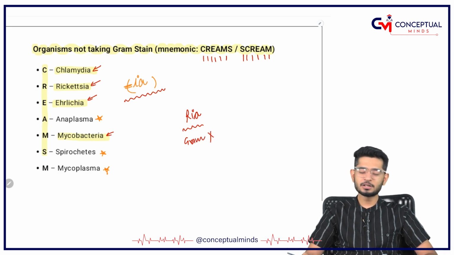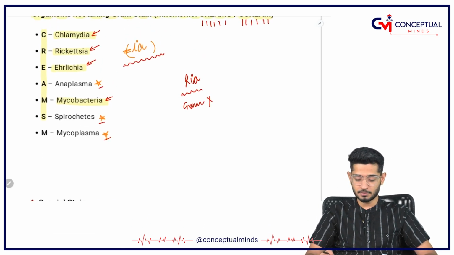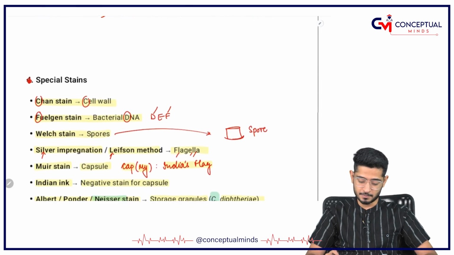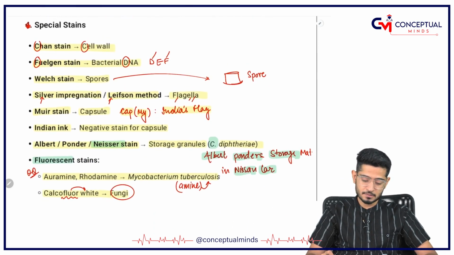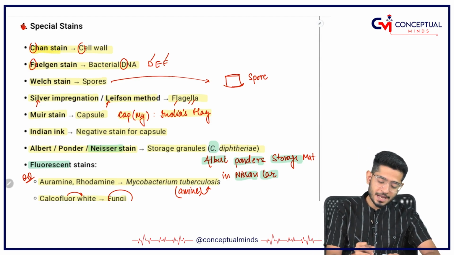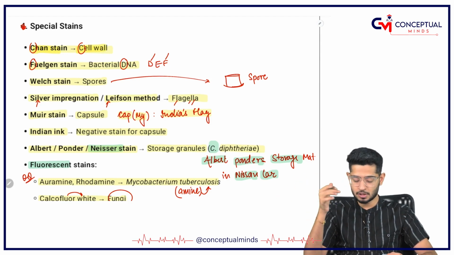Okay, and then you have got 2-3 more examples: anaplasma, spirochetes, and mycoplasma. This you can remember. So Ria, plasma, these are the things which are not going to stain by the gram stain. There are some special stains also. So remember one stain, I'll tell you a mnemonic to remember. Chan stain, cell wall. So you can easily remember C for Chan, C for cell wall.